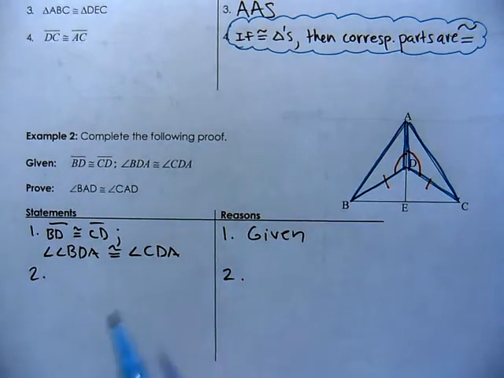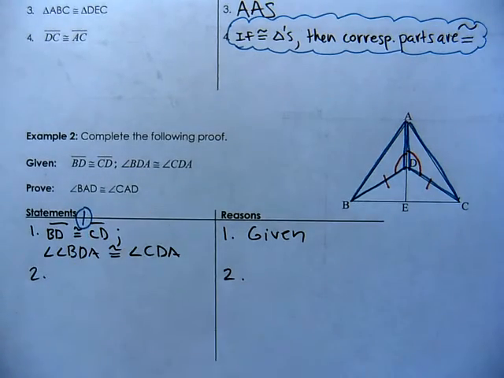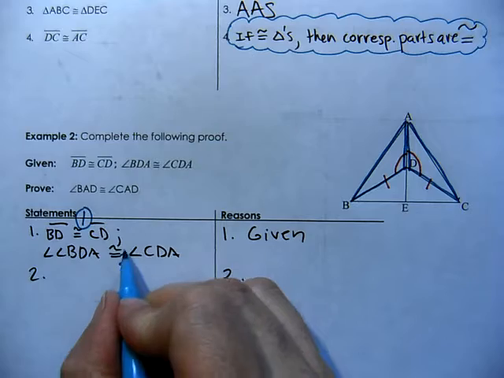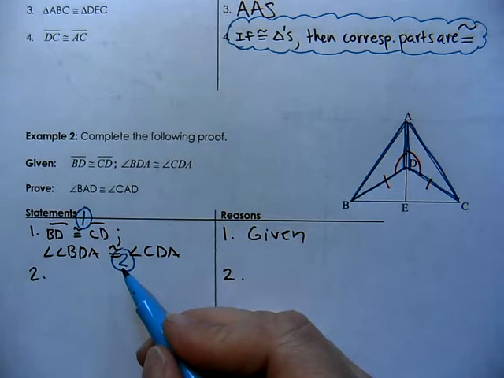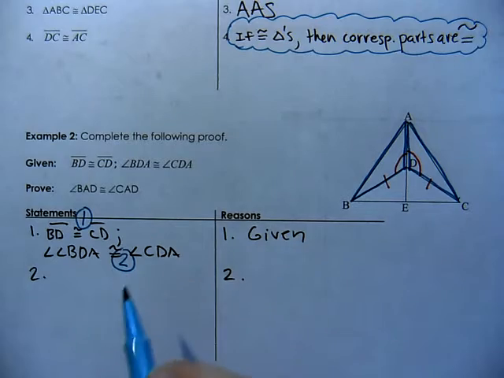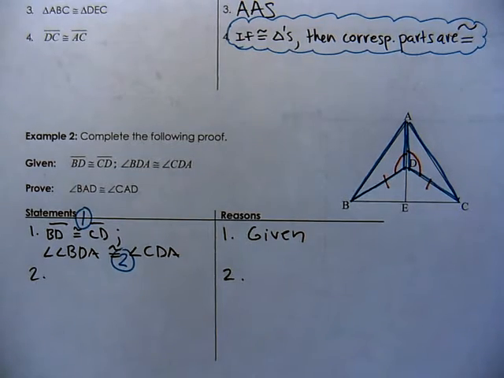Now notice that what we have been given so far is one pair of corresponding parts congruent, two pairs of corresponding parts congruent. How many do we need? We have to have three, don't we? So that tells us what to look for. We need to find a third pair of congruent parts. So go back to the diagram. Do you see anything we can add?